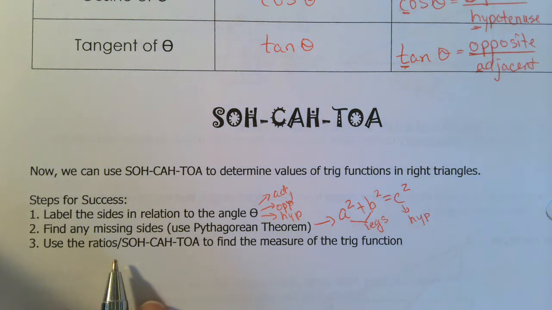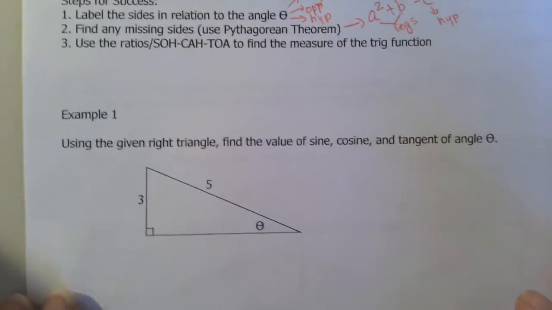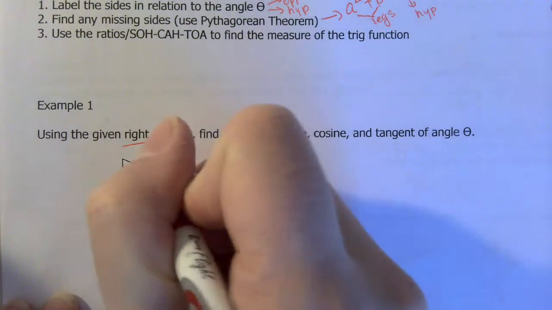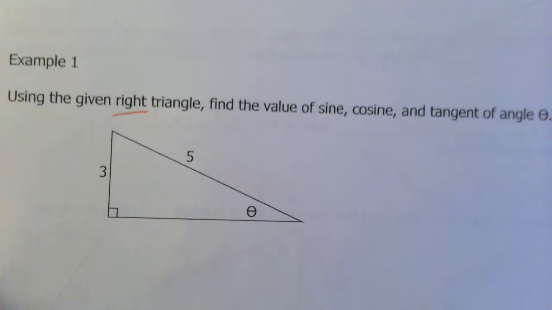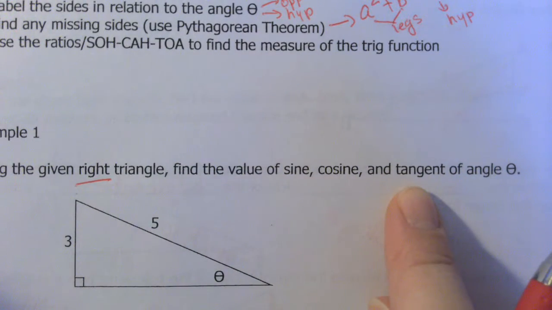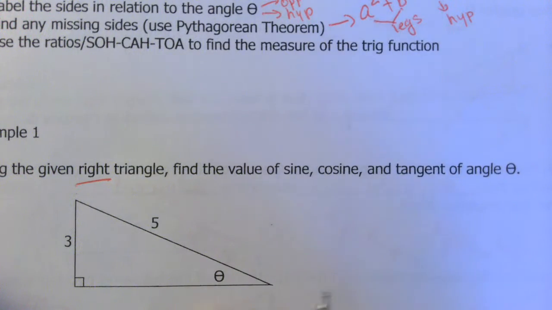And it says use the ratio SOH CAH TOA to find the measure of the trig function. So that's what we're doing: sine, cosine, tangent. Okay, so let's try one. It says here, using the given right triangle, and I'm going to remind you, it has to be a right triangle to use sine, cosine, or tangent. It says find the value of sine, cosine, and tangent. So we're going to do all three of these.